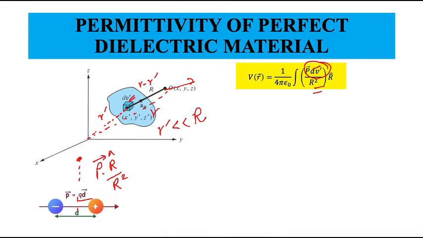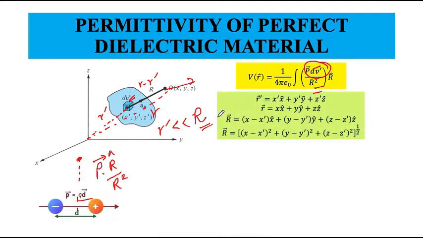We should also write down the expression for r. In order to write it down, let us choose a Cartesian coordinate system. So in the Cartesian coordinate system, r dash, the source charge, is described by the vector x dash x hat plus y dash y hat plus z dash z hat, and the field point vector r is defined as x x hat plus y y hat plus z z hat.